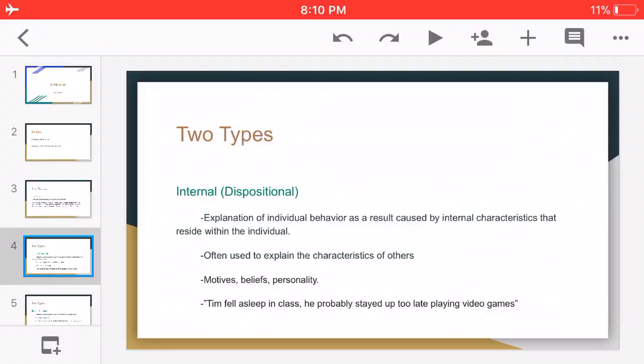There are two types of attribution. The first is internal or dispositional. It's an explanation of individual behavior as a result caused by internal characteristics that reside within the individual. So a little redundant there, but it's basically our motives, our beliefs, and our personality. And when we're making internal attributions, we're often talking about the characteristics of others. An example would be, Tim fell asleep in class. He probably stayed up too late playing video games.